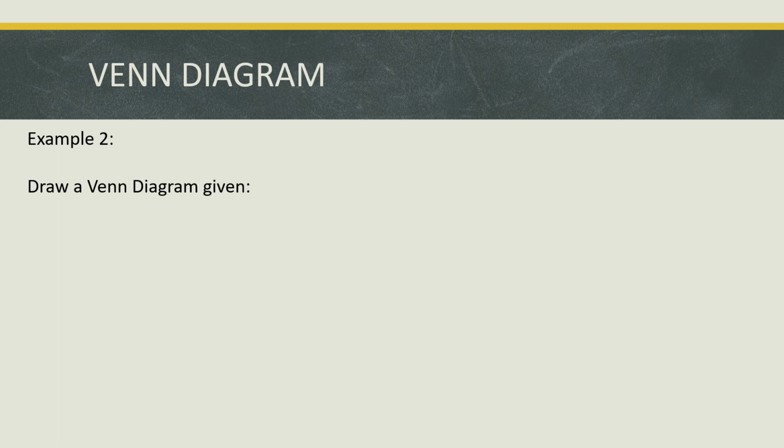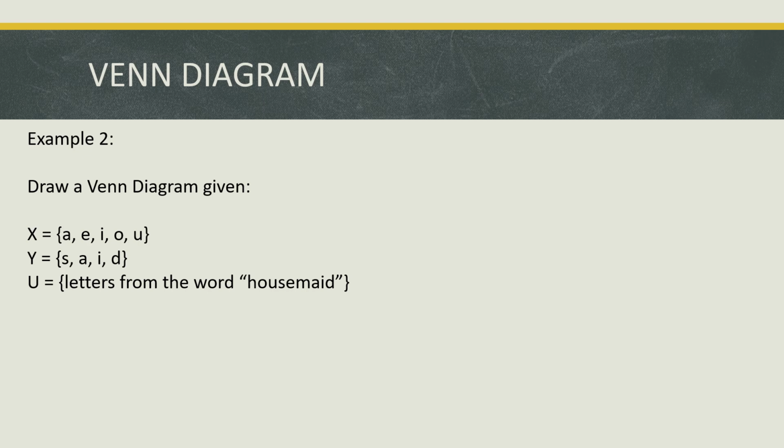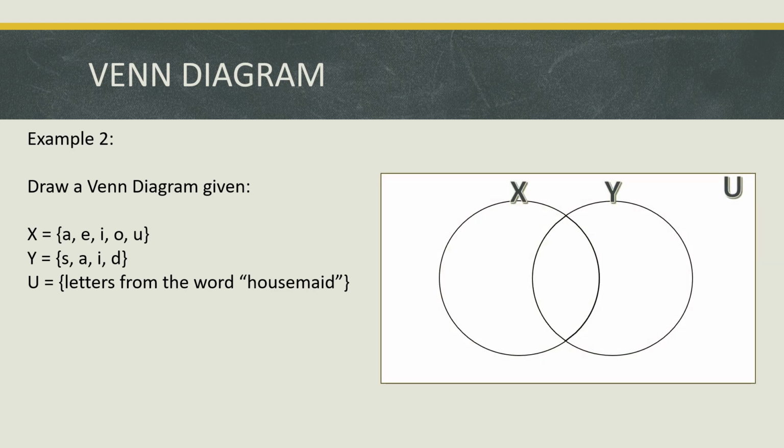Example 2. Draw a Venn diagram given set X has the elements A, E, I, O, and U. Set Y has the elements S, A, I, and D. And we have this universal set, the letters from the word housemaid. So we have two sets. Exclude the universal set as it is inside the rectangular shape.